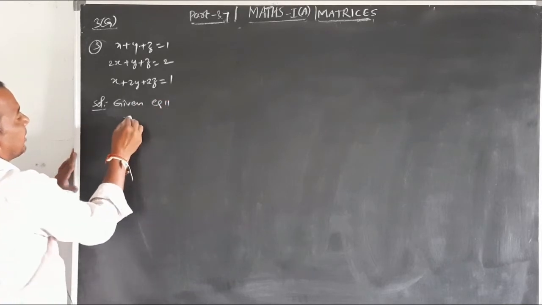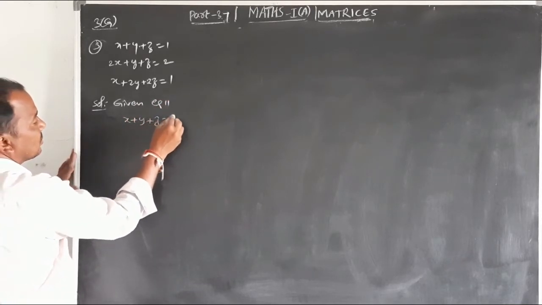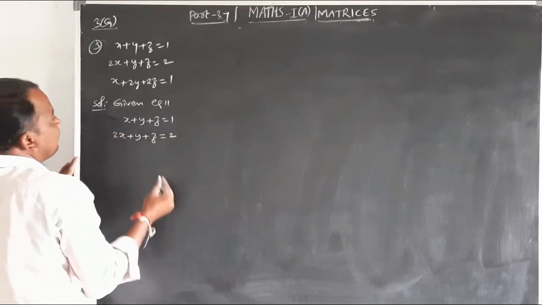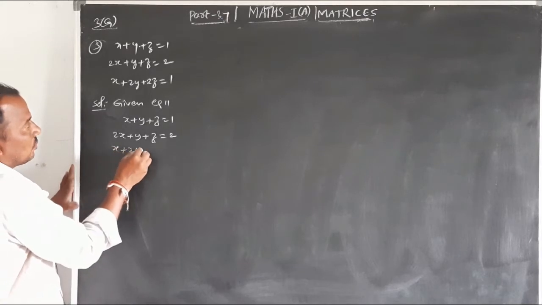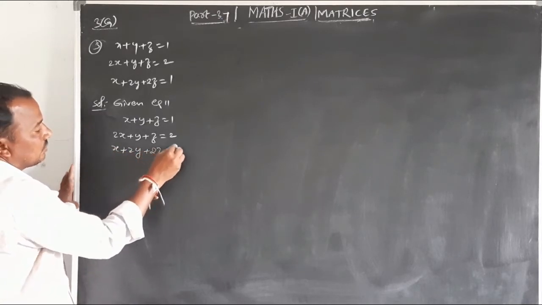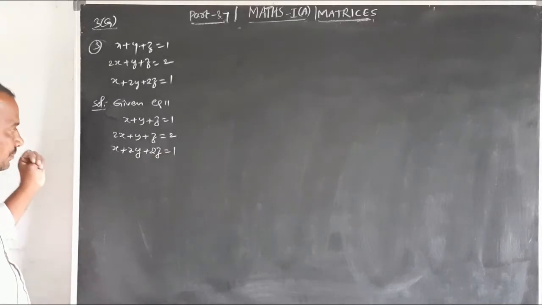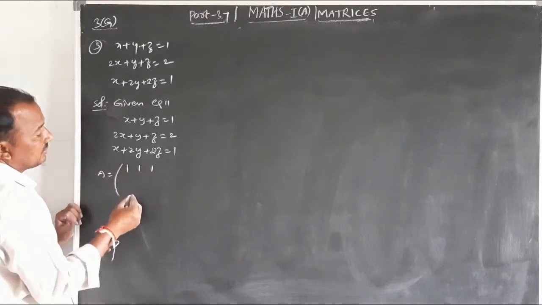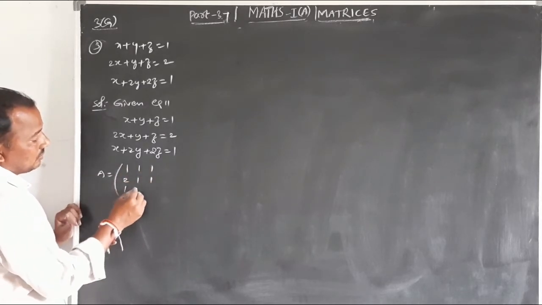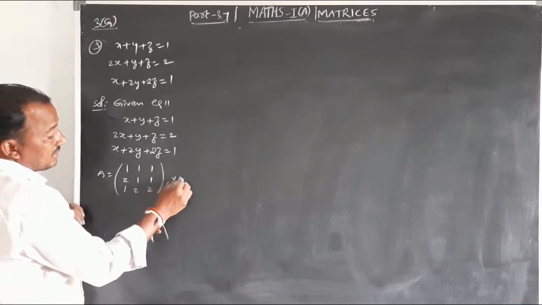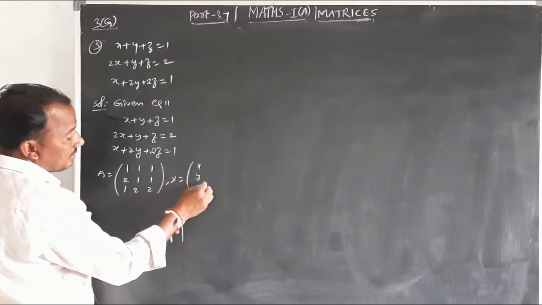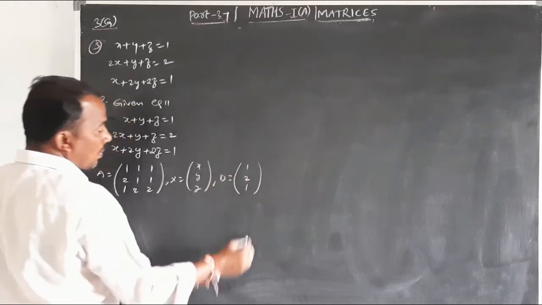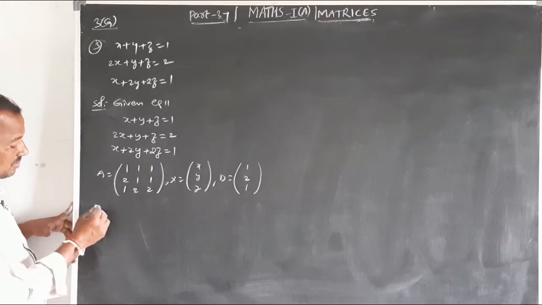the equations x plus y plus z equals 1, 2x plus y plus z equals 2, x plus 2y plus 2z equals 1. The coefficient matrix A is 1 1 1, 2 1 1, 1 2 2. X equals x y z, and the constant D is 1 2 1.